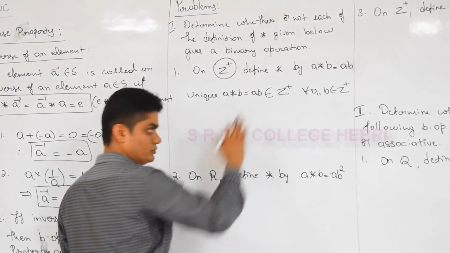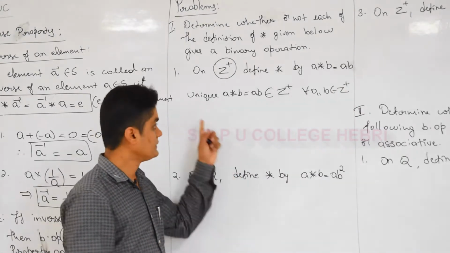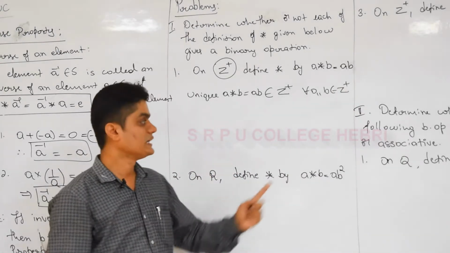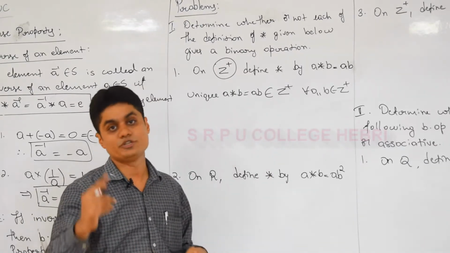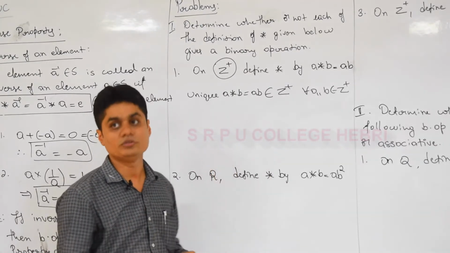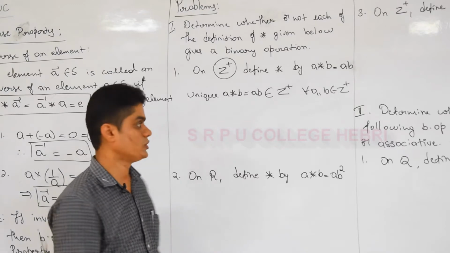If this is true, then star is a binary operation. If this is not true, then you should give one example to prove it is not true. Then write star is not a binary operation.